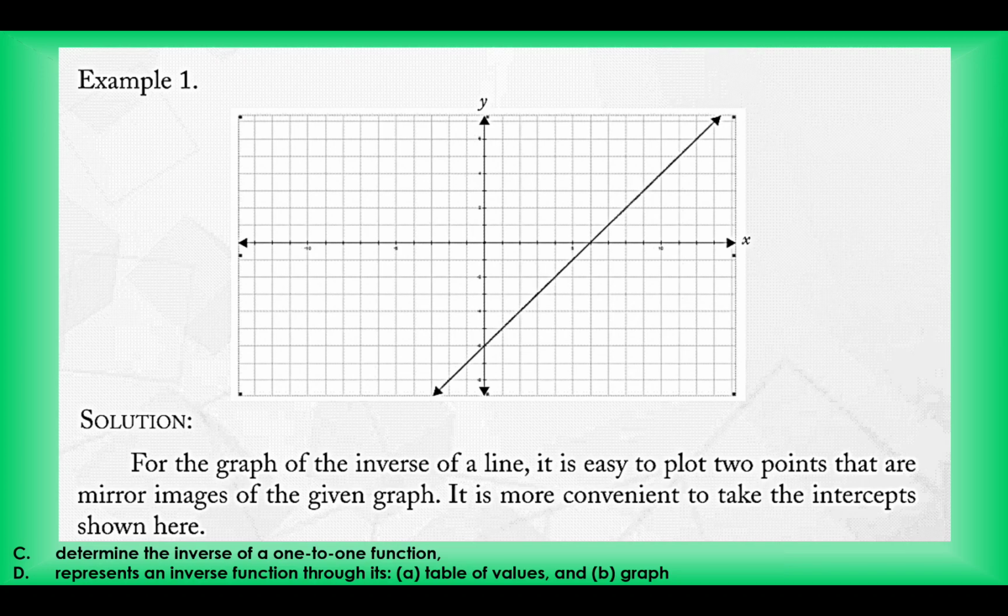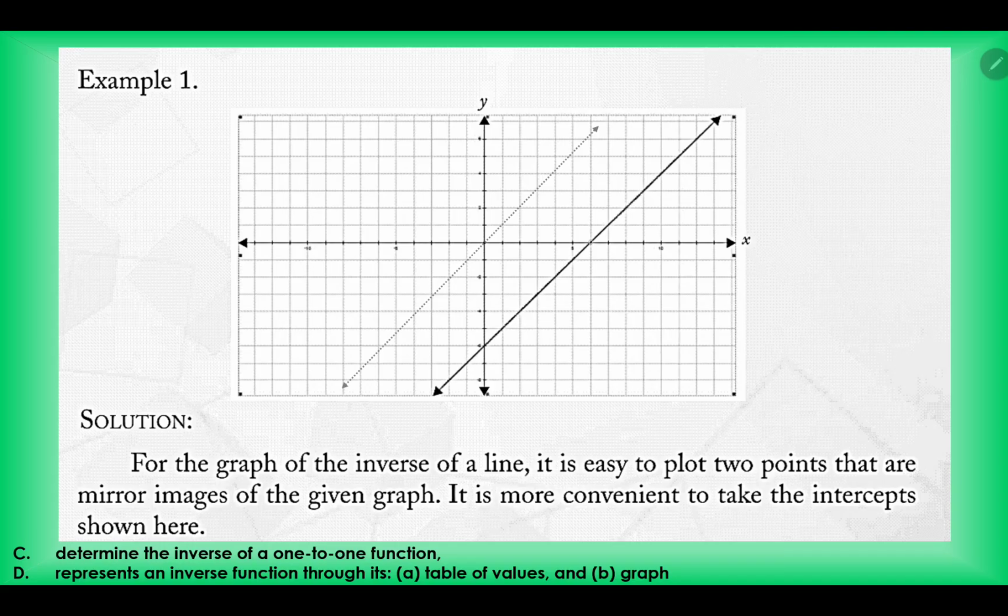So, meron tayong given function. Ang gagawin natin ay hanapin yung kanyang inverse through graph. So, kailangan lang natin maglagay ng ating reflection line, y equals x. And then we can get, since ito ay line, 2 points determine a line. So I hope you still remember that in geometry. So we can get 2 points.